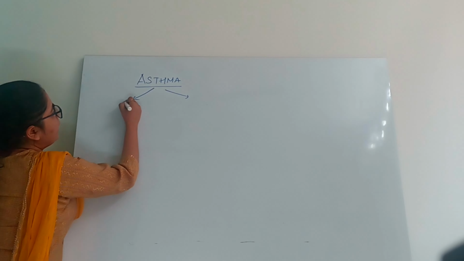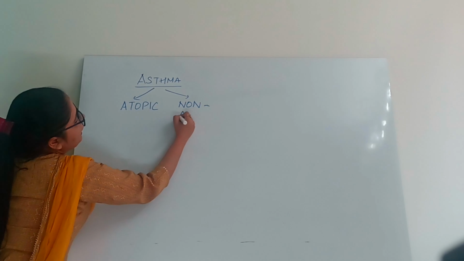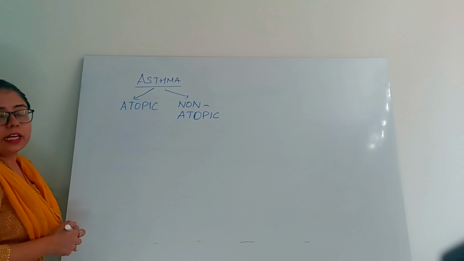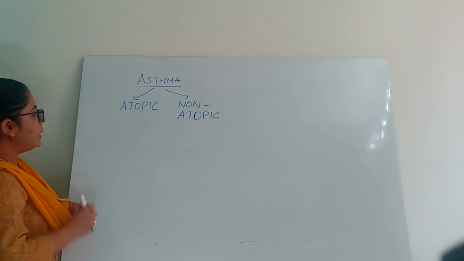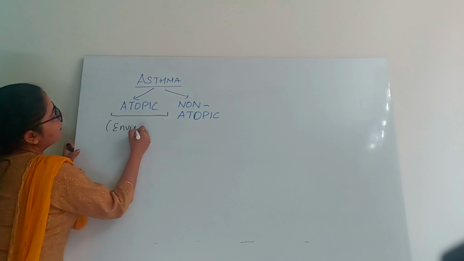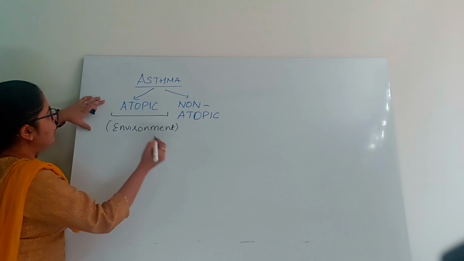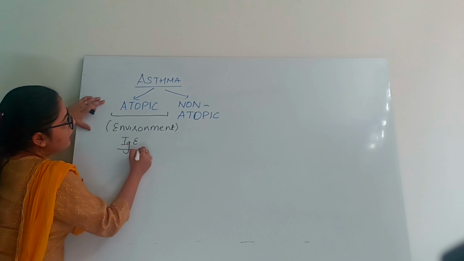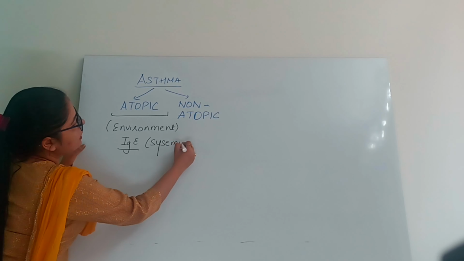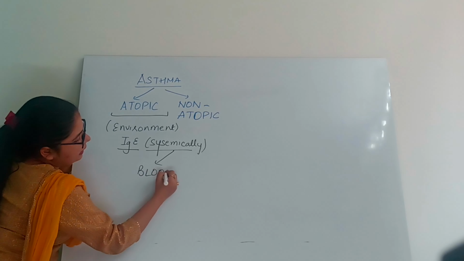Either it is atopic or it is non-atopic. Either the asthma is atopic or non-atopic. If I say that the asthmatic condition is atopic, that means it is caused due to the environment, that is the surrounding. In the atopic scenario, the immunoglobulins are being released systemically. And when I say systemically, that means they are directly released into the blood.